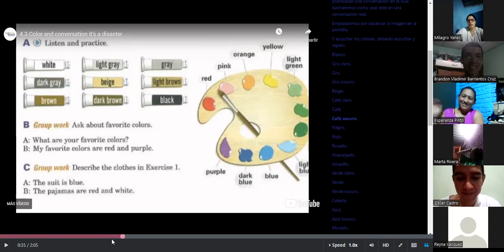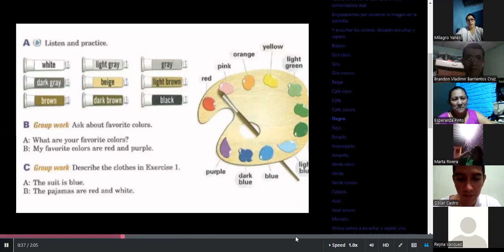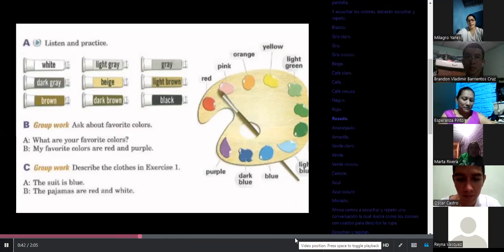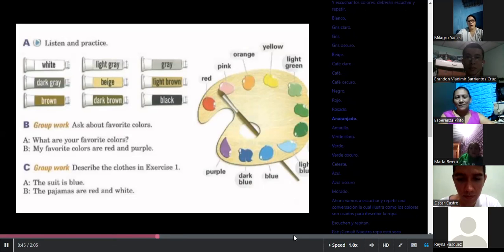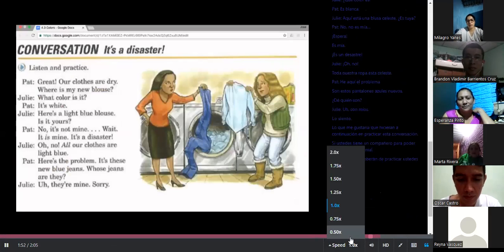Okay, good. So then we have the colors. Brown. Black. Red. Pink. Orange. Here's my new blouse. What color is it?